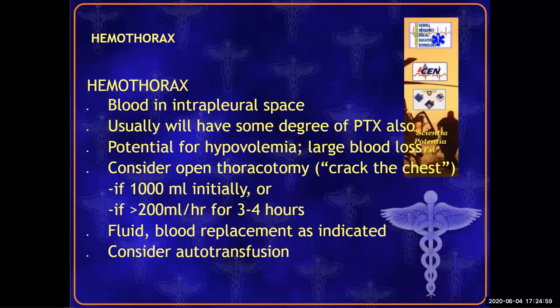Hemothorax, so this is a collection of blood between the lung and the chest wall. And usually this is a pneumo also. Let's face it, the bullet or the knife or whatever went through the chest wall to cause the hemothorax probably didn't stop right between the lung and the chest wall. It probably went through the lung also. So usually you get both, okay? The nice thing is a chest tube will fix both of these. You'll get the blood out and you'll get the air out also.